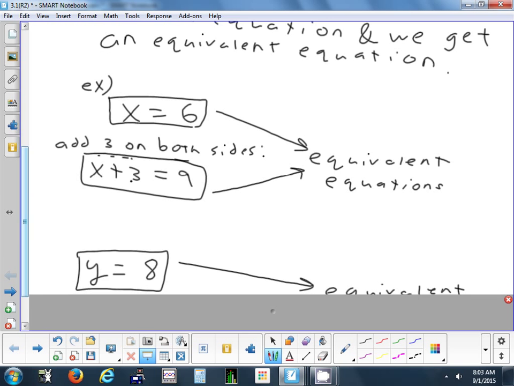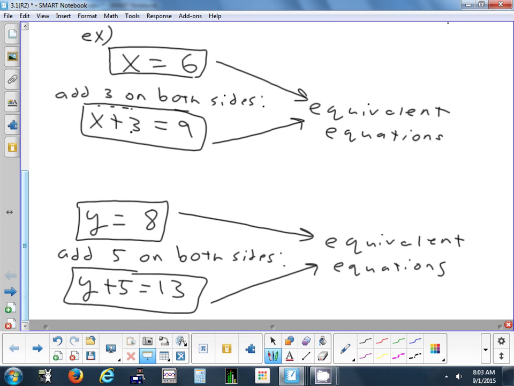Here's another example. y equals 8. This time I decided to add 5 and add 5. If I add 5 on the left, I get y plus 5. If I add 5 on the right, 8 plus 5 is 13. What's the answer to this bottom equation? 8. What's the answer to the top equation? 8. These equations have exactly the same answer because they're equivalent. You did the same thing on both sides. And as long as you do the same thing on both sides, you'll always get the right answer.